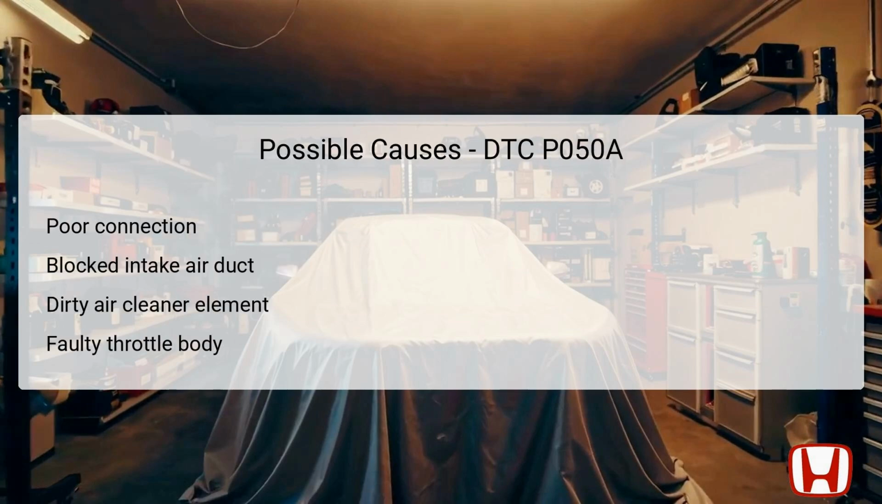Several factors can lead to the P050A code. A poor connection within the intake air duct can disrupt airflow, preventing the appropriate amount of air needed for optimal combustion. Similarly, blockages in the duct can cause airflow restriction, leading the ECM to flag a performance issue. Additionally, a dirty air cleaner element can hinder the air filtration necessary for a balanced air-to-fuel ratio, potentially compromising engine performance.